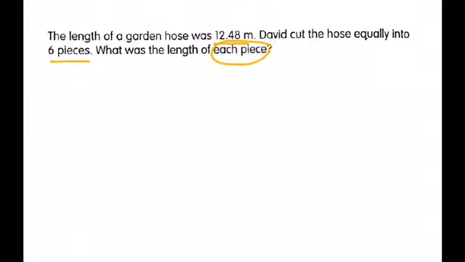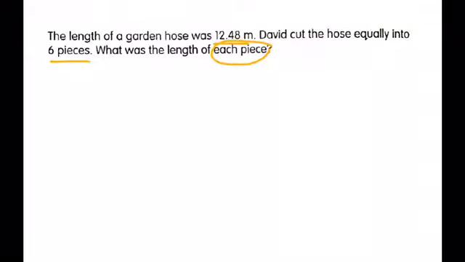How are we going to represent this using our bar model? I wonder what kind of word problem we have right now. Can you guess? Let's see. In the given problem, we have 12.48. That talks about the length of the garden hose, and this was cut equally into 6 pieces. So this gives me an idea that 12.48 is our whole, and 6 pieces would be the parts in our given whole.